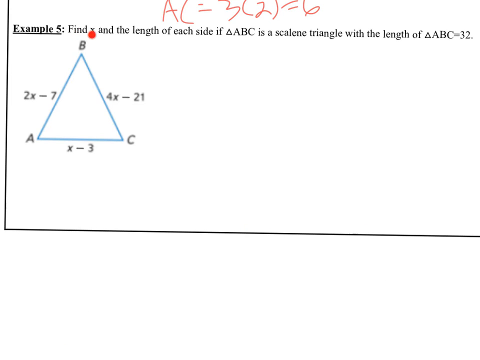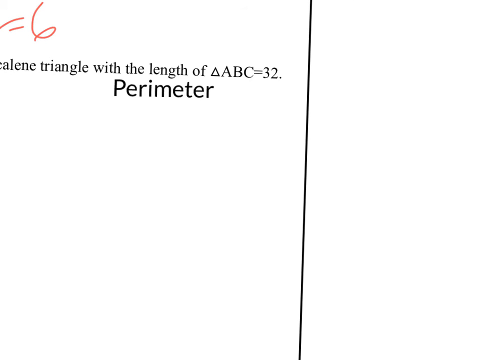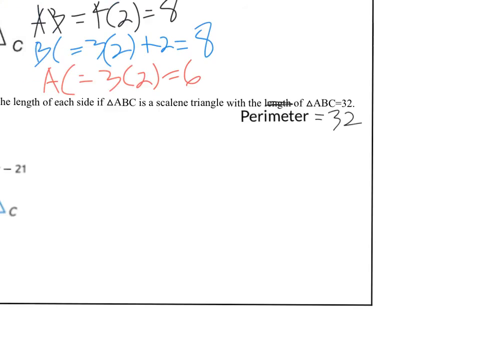Example 5 says find x and the length of each side if triangle ABC is a scalene triangle. That means all sides are different, with the length of triangle ABC equals 32. So you might see length of the triangle. You might see the perimeter. Perimeter is all the sides added up. So if the perimeter of ABC is 32, so I'll write it down just to really drive it home. If it says length of the triangle, it'll say perimeter. I'm just going to change it actually. So with the perimeter of triangle ABC equal to 32.